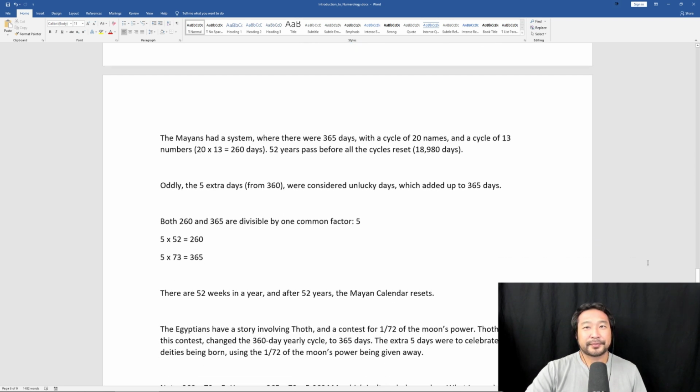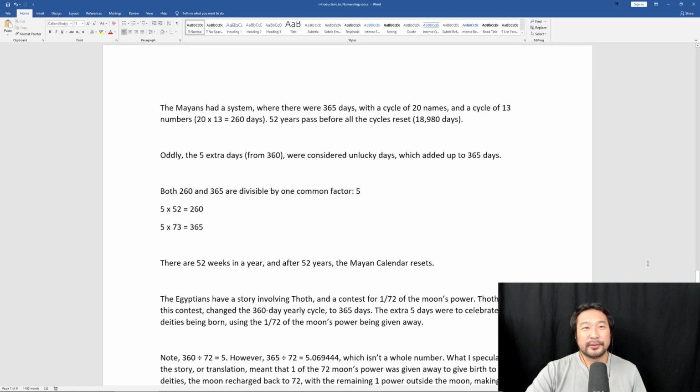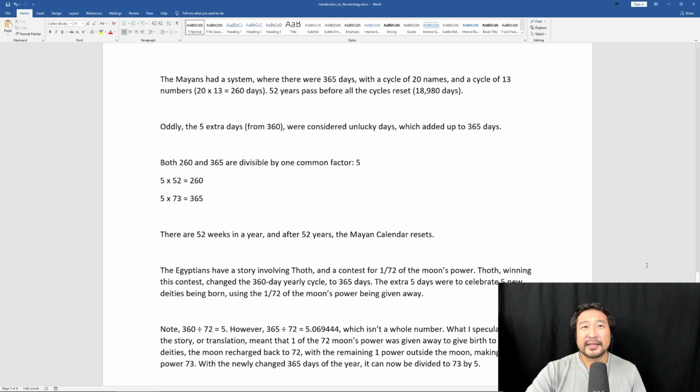Okay, so to go into a little bit more detail, the Mayans had a system where there were 365 days, with a cycle of 20 names and a cycle of 13 numbers, which equal 260 days. 52 years passed before all the cycles reset, and that equals 18,980 days.